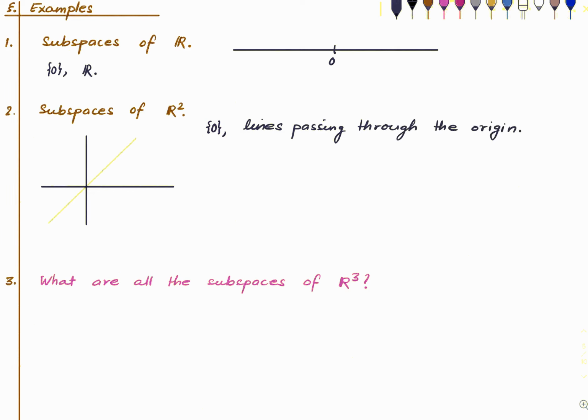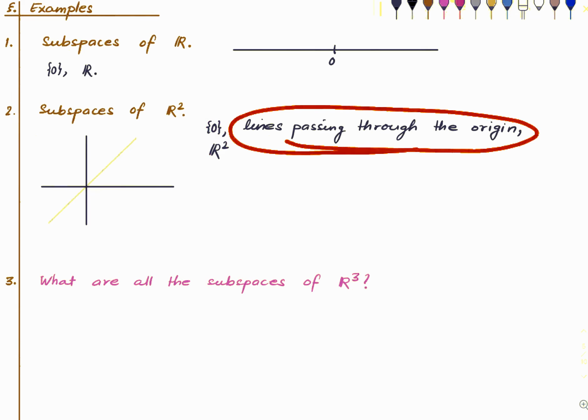Every line passing through the origin is a subspace. And of course, we have the entire thing. This is also a subspace. In fact, if V is a vector space, then V is a subspace of the vector space. That's true in full generality. For any vector space, that is true. And similarly, if V is a vector space, then this guy is a subspace of V called the trivial subspace. So these two examples are kind of for free always.